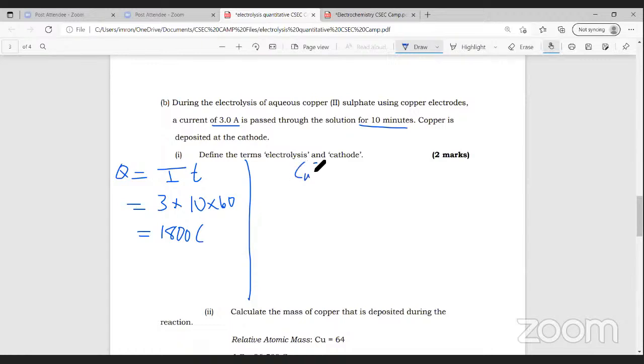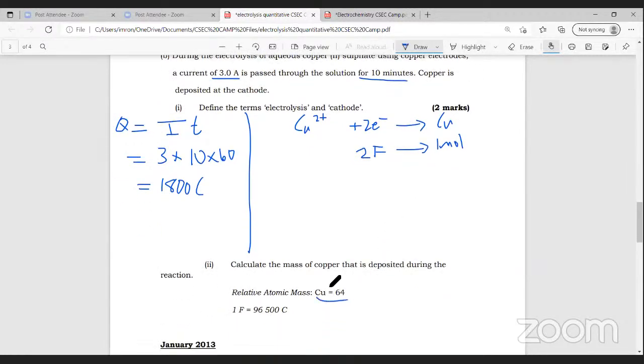Now copper 2+ ions are going to gain 2 electrons, and they're going to form copper metal. Now this is telling me that 2 Faradays of electricity produces 1 mole of copper, and the relative atomic mass of copper is 64. That means that 1 mole weighs 64 grams. So 2 Faradays produces 1 mole or 64 grams of copper.